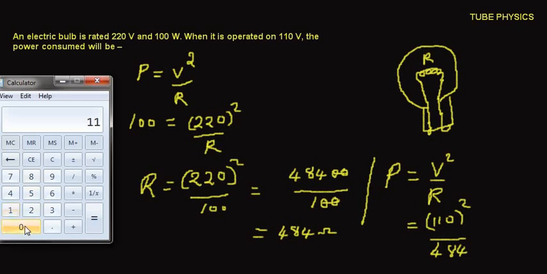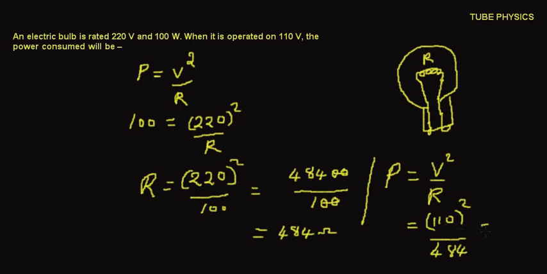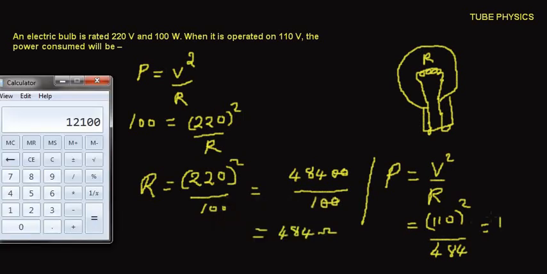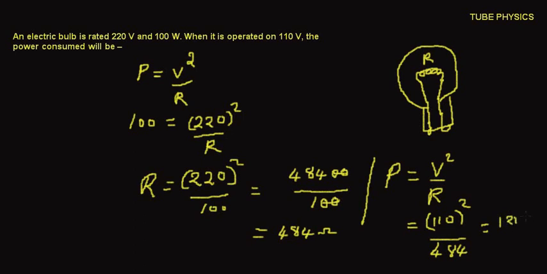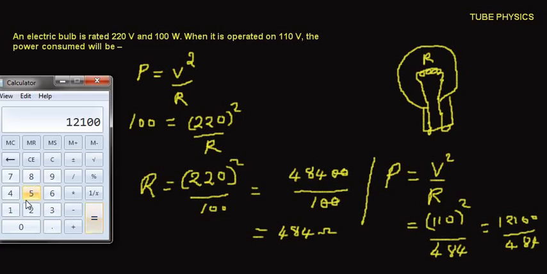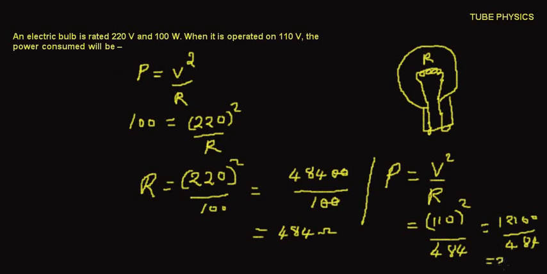So 110 square is equal to 12100, divided by 484, is equal to 25 watts.